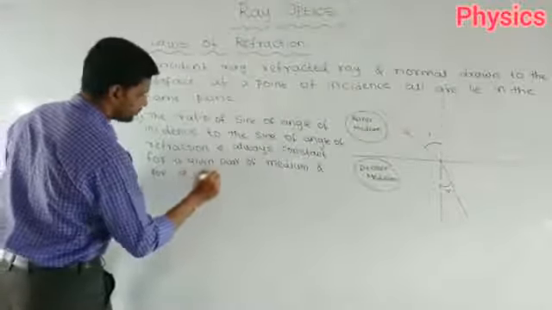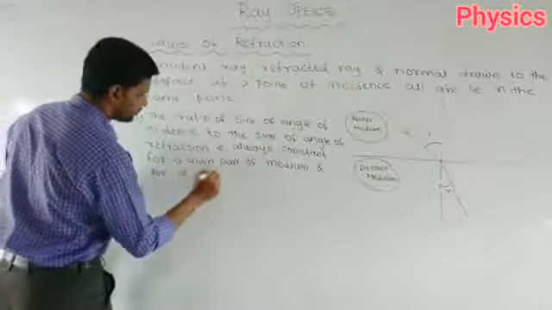This is the second law of refraction. So this is a little different. What does the second law state here? The ratio of sine of angle of incidence to the sine of angle of refraction is always constant for a given pair of media and for a light of a given wavelength.